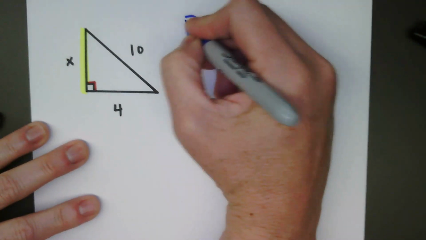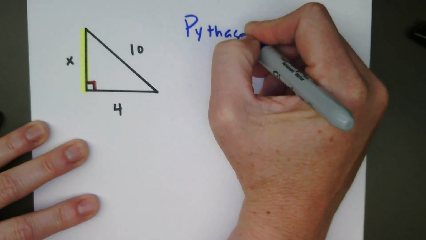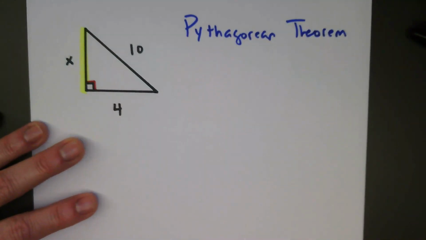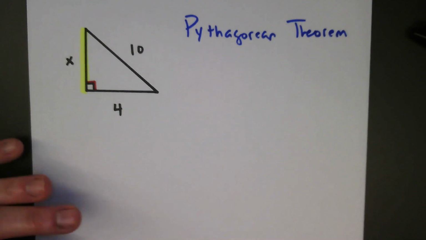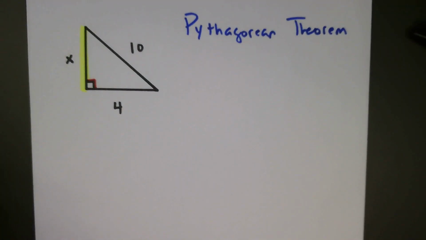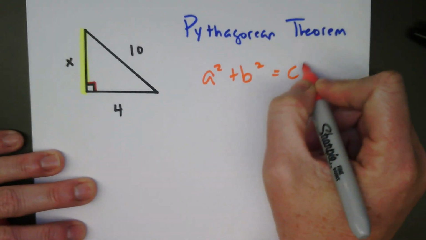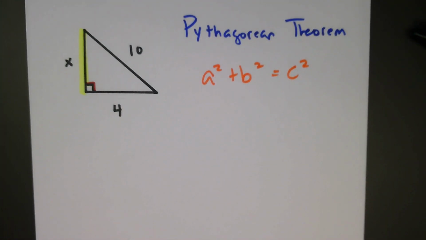And in this case, I would use the Pythagorean theorem. I had to stop talking for a second because I can't spell and talk at the same time. Pythagorean theorem. It is a very easily memorizable theorem. A squared plus b squared equals c squared. But it's really important that we understand what each of these pieces is referring to.